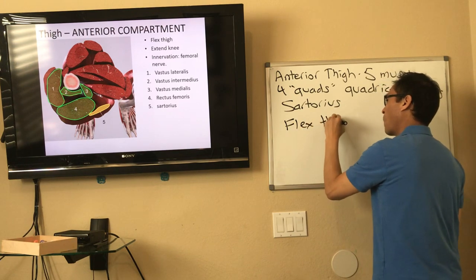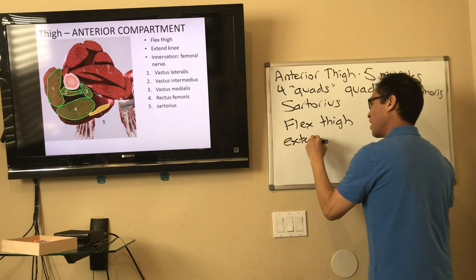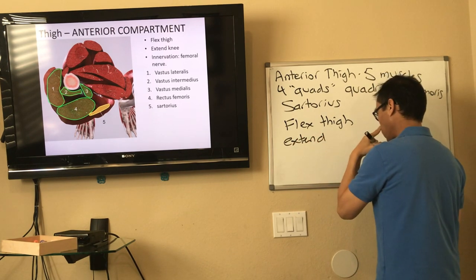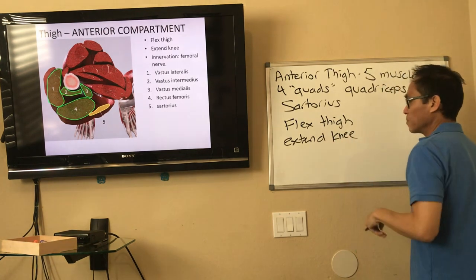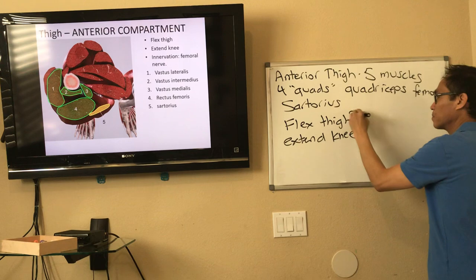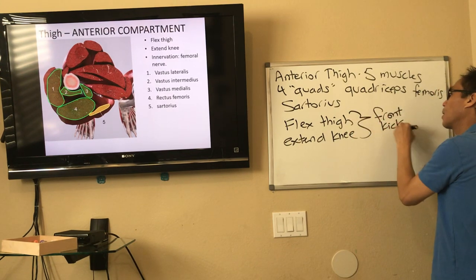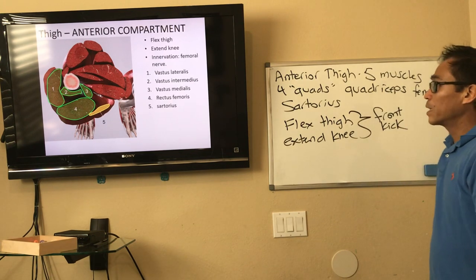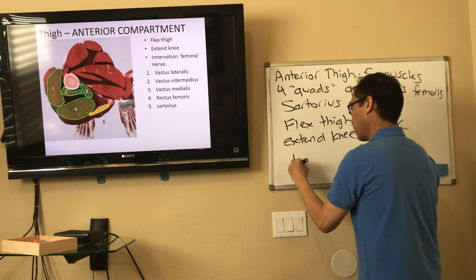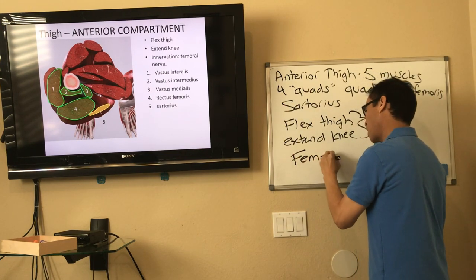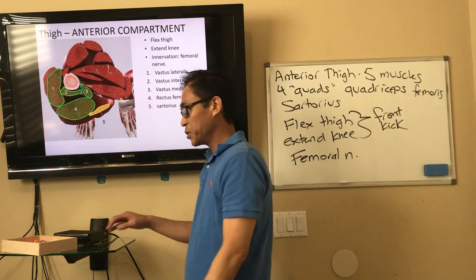Flex thigh. Extend knee. As in doing a front kick. Innervation, femoral nerve, for this whole region there. Write that down. Femoral nerve, know that innervation for that region.